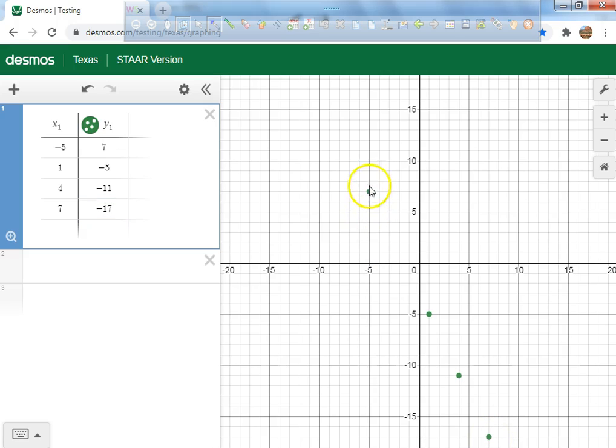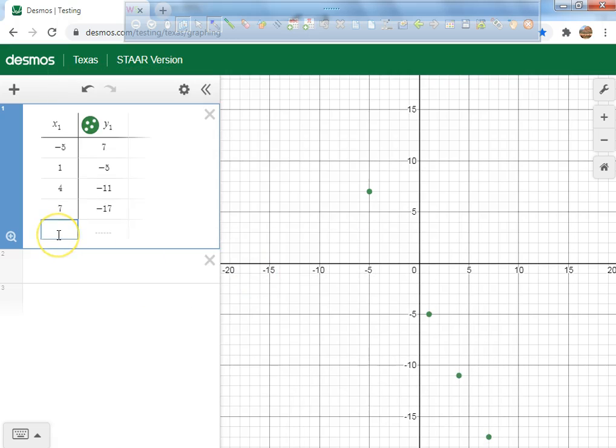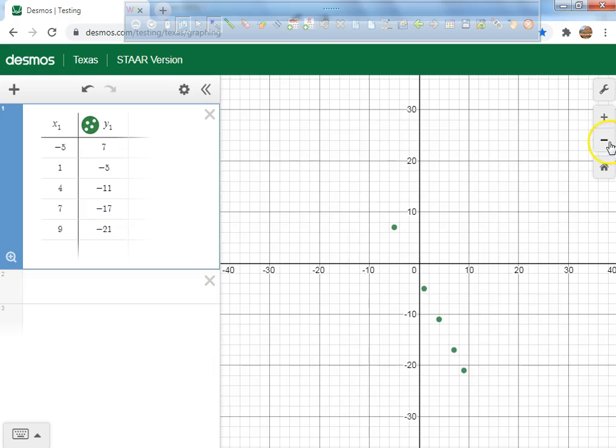And you can kind of see a pattern developing. You can almost see the line where all the dots are connected. And then finally we have what? A 9 and a -21. So you can't really see that unless I do what? One more thing, I got to zoom out. So now you can see all the ordered pairs right here.